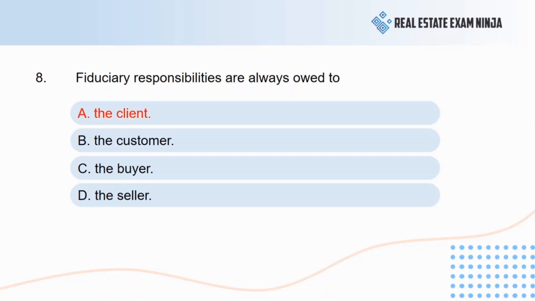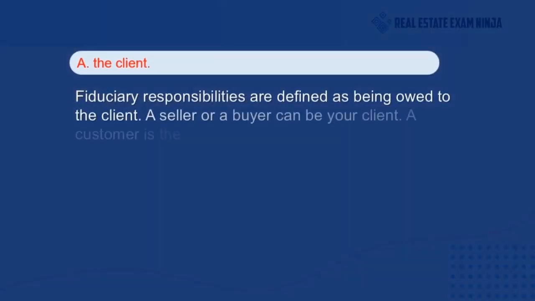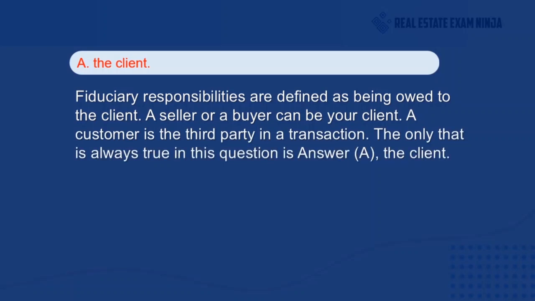The correct answer is A. Fiduciary responsibilities are defined as being owed to the client. A seller or a buyer can be your client. A customer is the third party in a transaction. The only one that is always true in this question is answer A, the client.